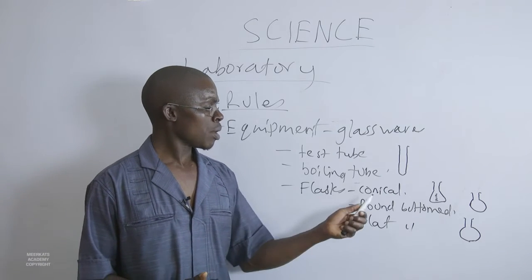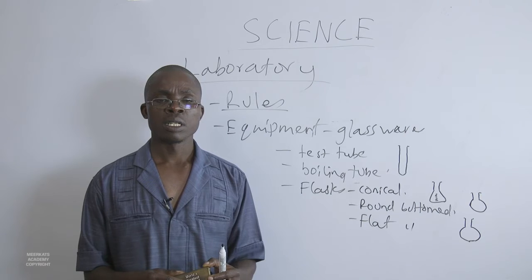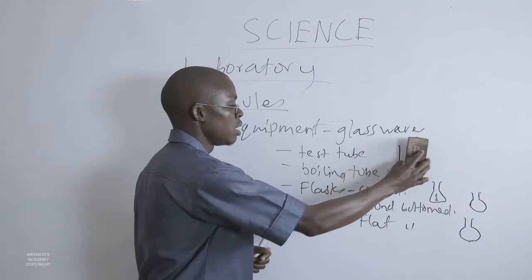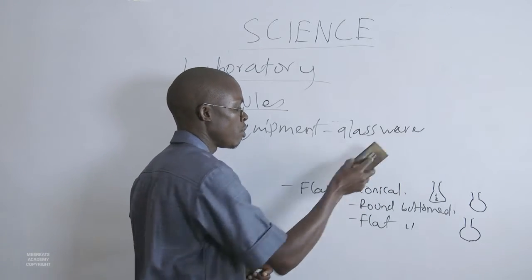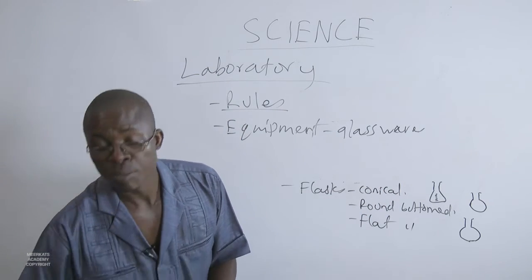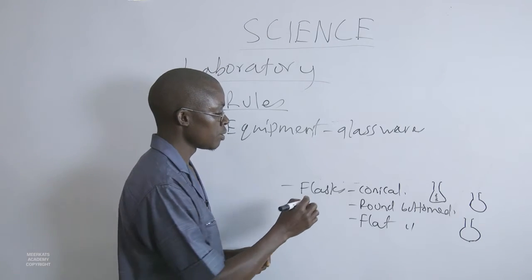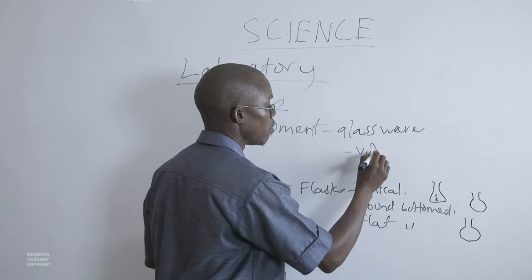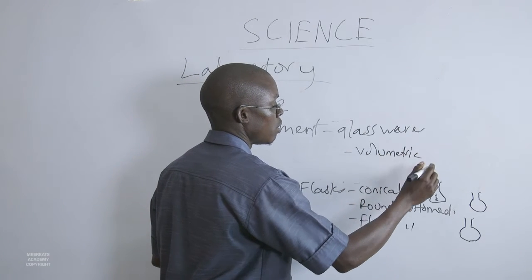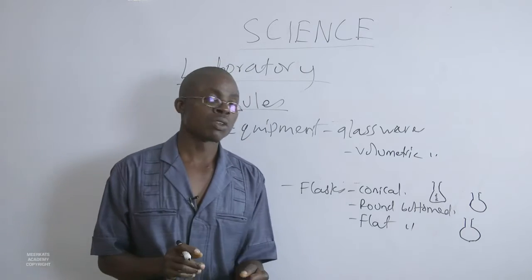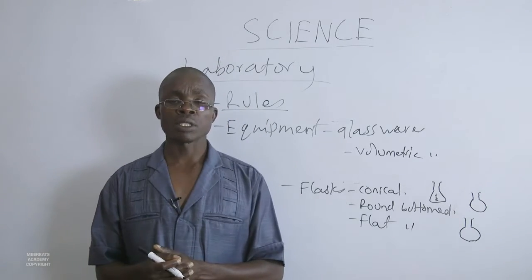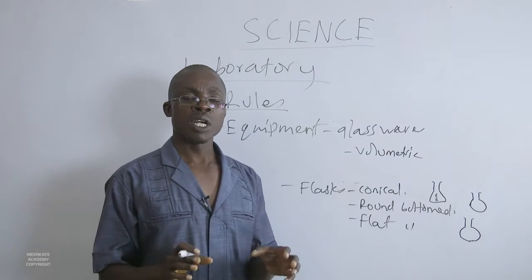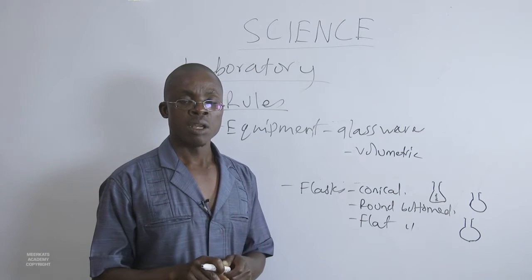But now, you remember I mentioned something to do with measurement. There is another flask that I haven't mentioned here, and I need to mention it before I look at those other apparatus that are involved in measurement. And that is the volumetric flask. This volumetric flask is a flask that is mainly used to measure volumes accurately.